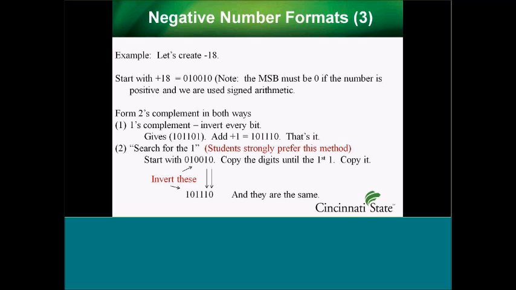I haven't talked about addition yet, so students have an issue. I usually cover addition before this. That's it. The search for the 1 is very straightforward. You start with the least significant bit. You go 0 and 1. You write those down, and then everything above it you flip, and there you are.